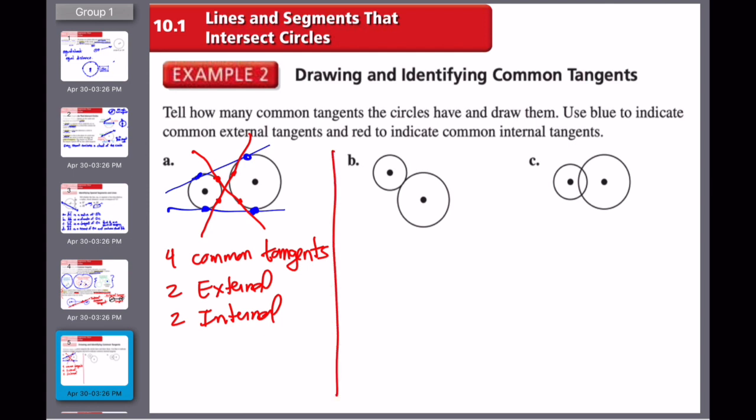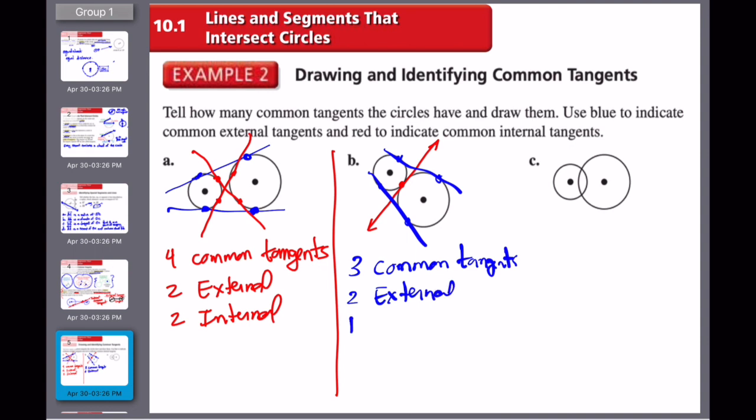And now you can look at the next one, try it yourself, pause the video, see how many common tangents you can draw, and then unpause to see the answer. So here we see the 2 circles touch. I can draw a line that goes right through here for 1 internal common tangent, but I can draw lines here that are 2 external common tangents. So here we have 3 common tangents. 2 external, 1 internal.